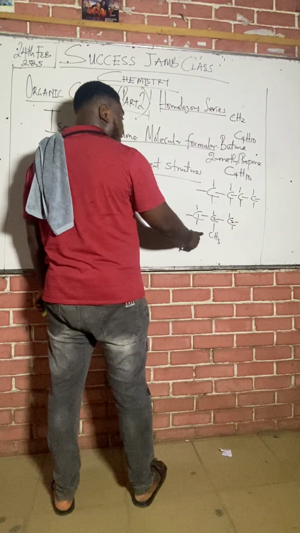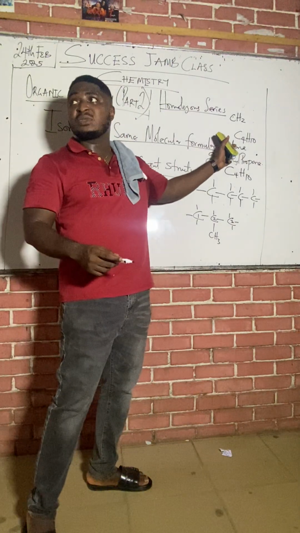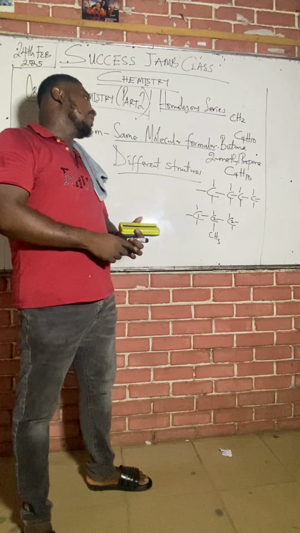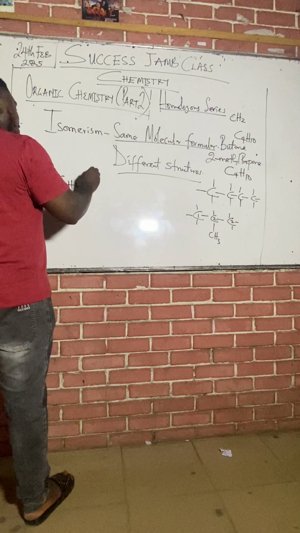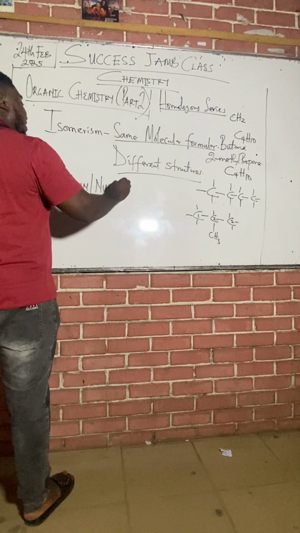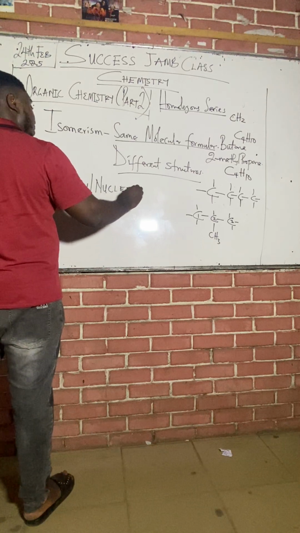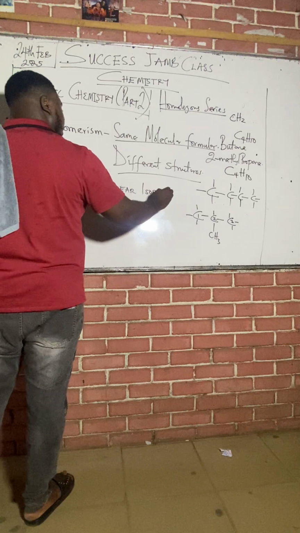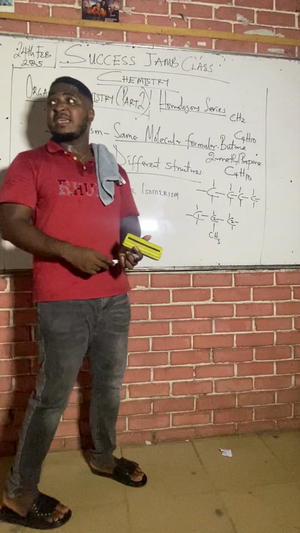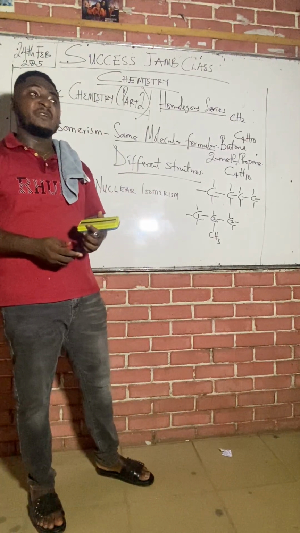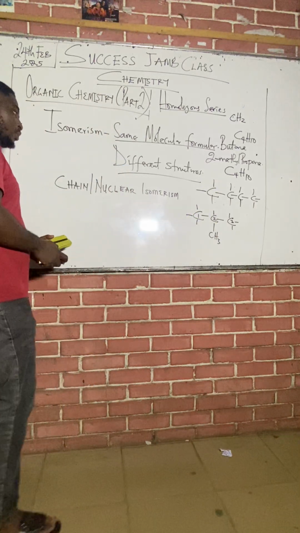Now, this 2-methylpropane, the structure is different. Class, this type of isomerism that exists in the alkane family, because butane belongs to the alkane family, is called chain or nuclear isomerism. We have different types of isomerism. We have chain, also known as nuclear isomerism. It is typical of the alkane family. So if you are asked in the exam which type of isomerism is exhibited by the alkane family, it's called chain or nuclear isomerism.